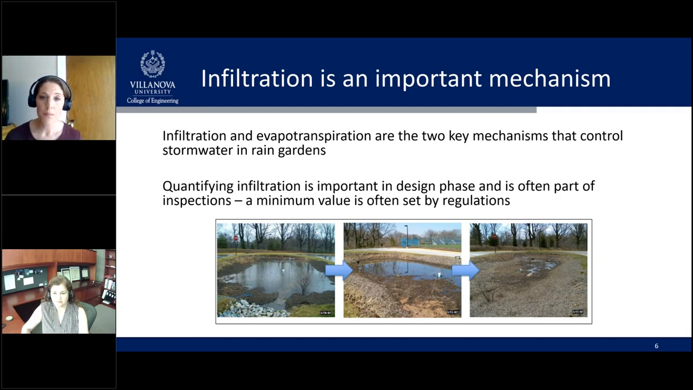The pictures at the bottom of the slide here are of the bioinfiltration traffic island at Villanova when it was first built, and that was almost 20 years ago. As the photos move from left to right, you can see the pond that developed due to a storm and then receding as water infiltrates downward. And the really neat thing about this site is after 20 years, this site is still infiltrating very, very well.